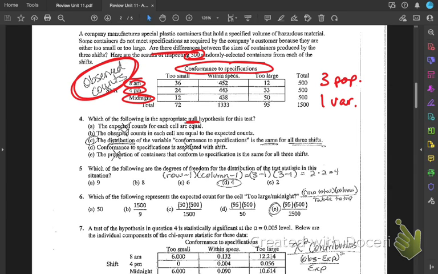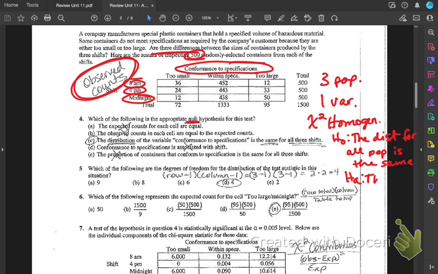So when we're trying to see if different populations are the same or different, that would be a chi-squared test for homogeneity. So in that situation, our null hypothesis would be that the distribution for all populations is the same, and the alternative would be the distribution is different. Okay, so now let's look at our number 4 here.